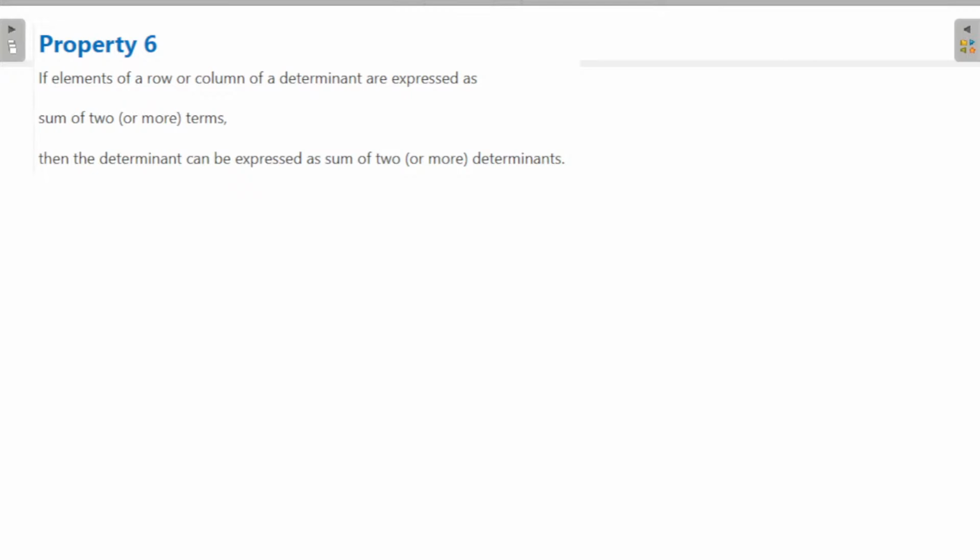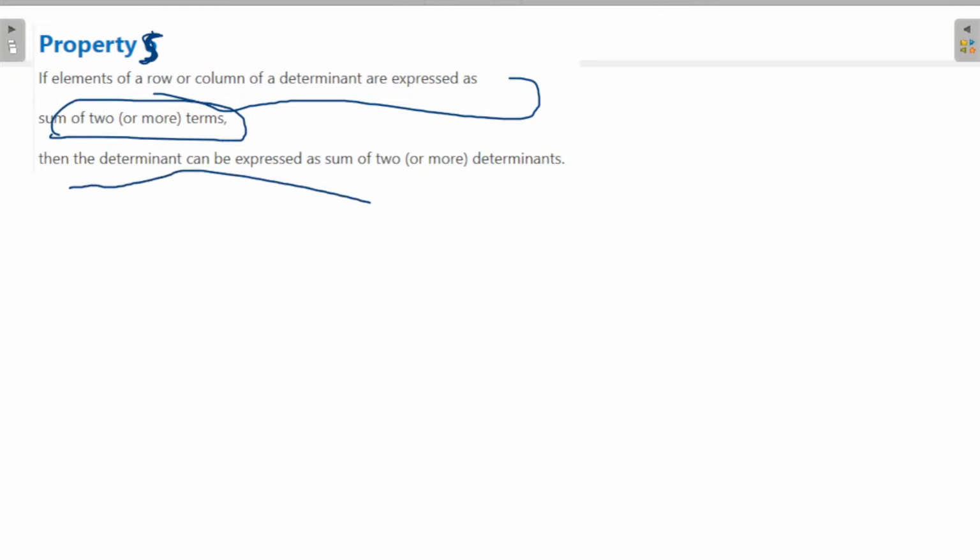Okay, see this property, this is property number 5, not 6. What does property number 5 say? If elements of rows or columns of a determinant are expressed as a sum of 2 or more terms, then the determinant can be expressed as the sum of 2 determinants.